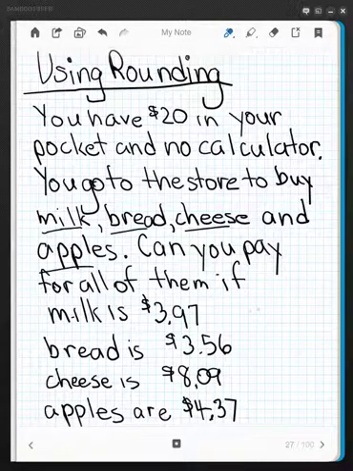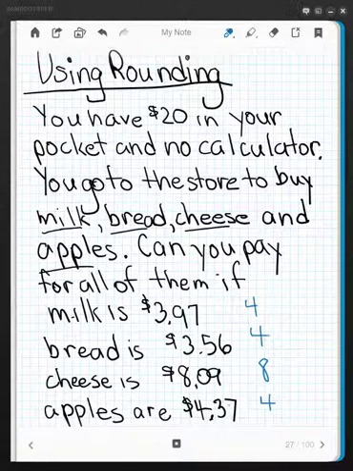So let's really quickly get that scenario out there and see what happens. Okay, so milk, if it's $3.97, what's the nearest dollar? 4, right? Good. Okay, if bread is $3.56, what's the nearest dollar? Well, again, that's 4, but we went up by quite a bit there. Keep that in the back of your mind. Cheese, if it's $8.09, that's right, it would be 8. And then $4.37, well, 4 is to the nearest dollar.